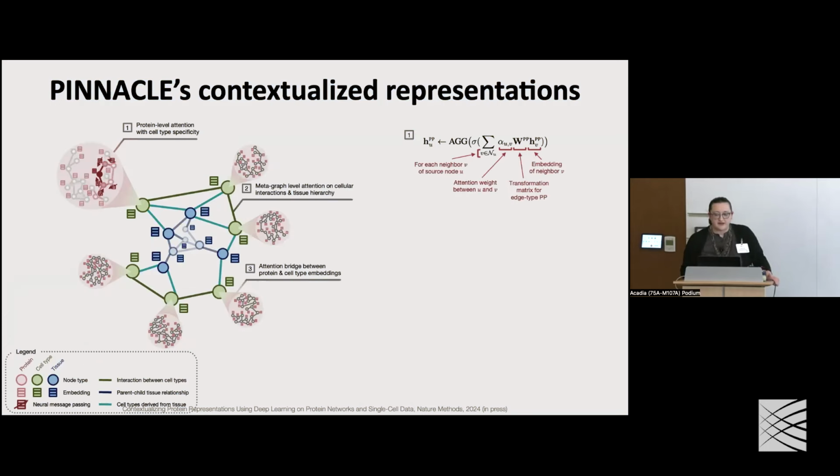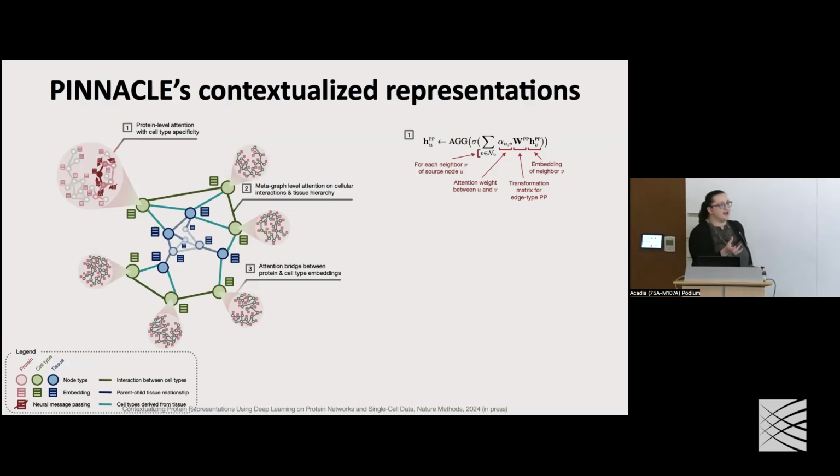Okay, so very briefly, how do we generate contextualized representations mathematically? Since PINNACLE is a graph neural network, the way to train a graph neural network is through a process known as a neural message passing strategy. The idea is to specify multiple layers of nonlinear transformations. Each layer is a form of graph convolution.